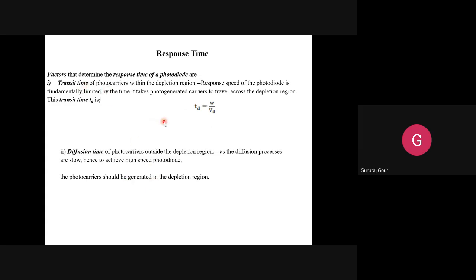That is the transit time. The diffusion time is concerned with the carriers in the diffusion layer, how much time they will take to diffuse to the depletion region. As the diffusion process is normally very slow compared to the transit, the drifting of the carriers, it will take more time.